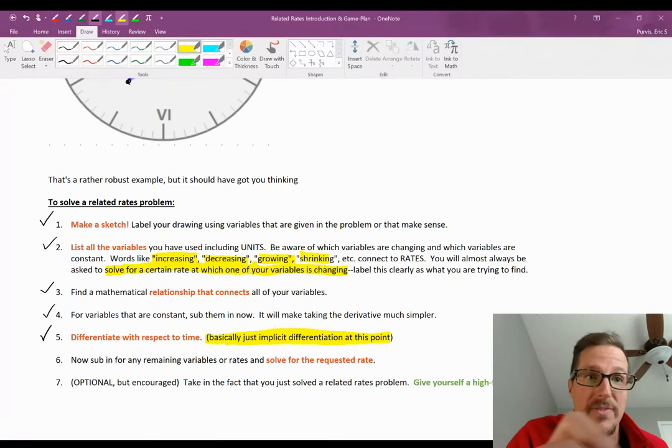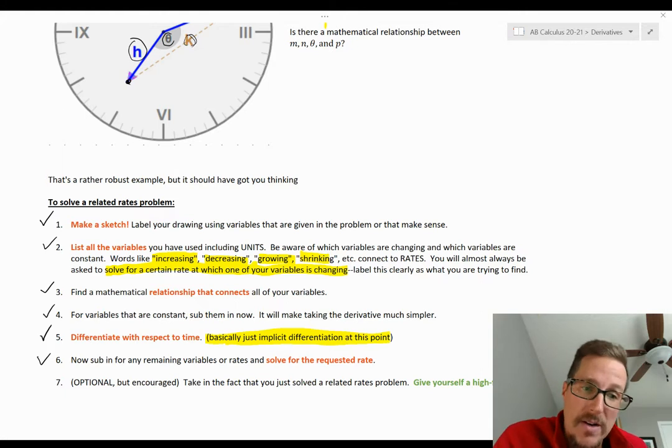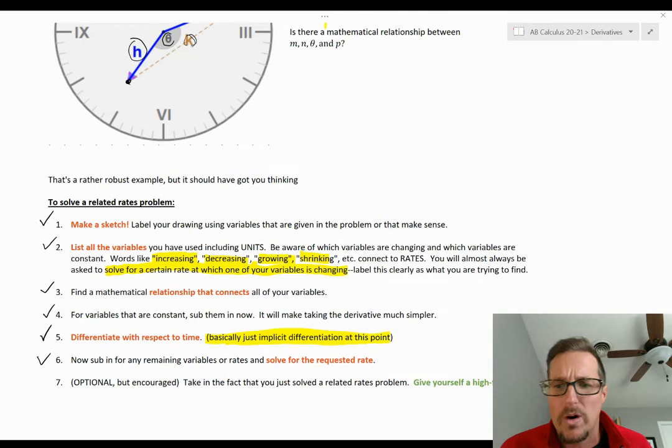Okay, now after we've taken the derivative, we're going to sub in the remaining quantities. We're going to sub in the rates that are given in the problem, the lengths that are given in the problem, and then we're just going to solve for what we need to solve for. And at that point, we should be done. So the last step is to just take in the fact that you solved a related rates problem. Year after year, this is the doozy. This is the one that gets a lot of students confused. So if you've been confused already, well, you might like related rates because related rates is like applications of all of this derivative stuff that we've been doing.